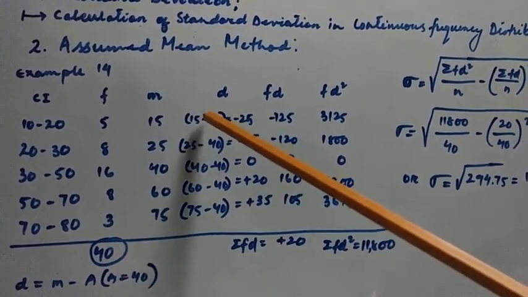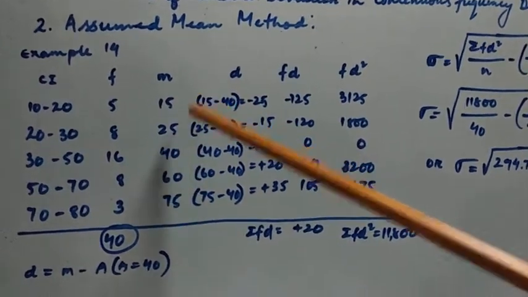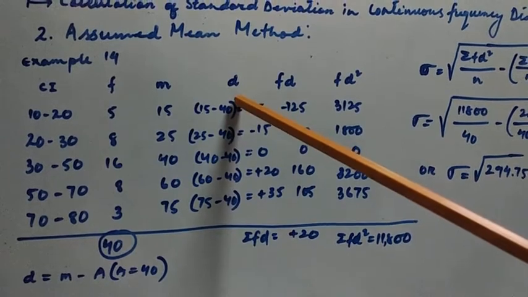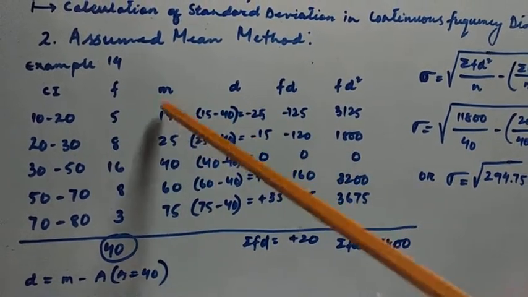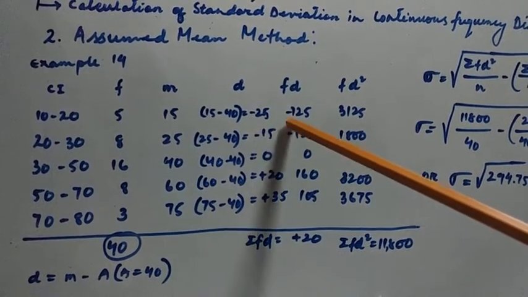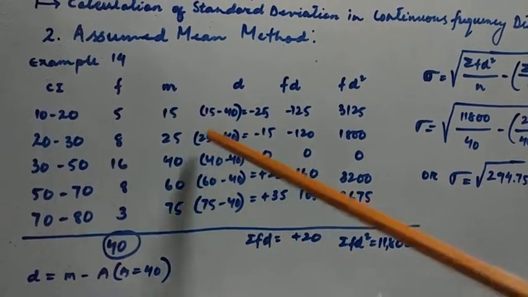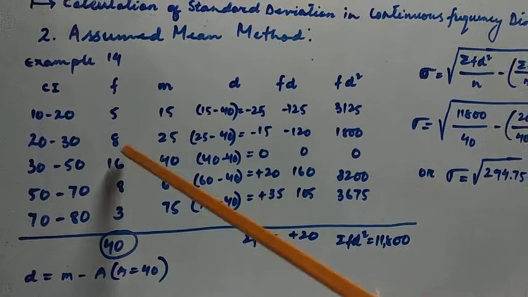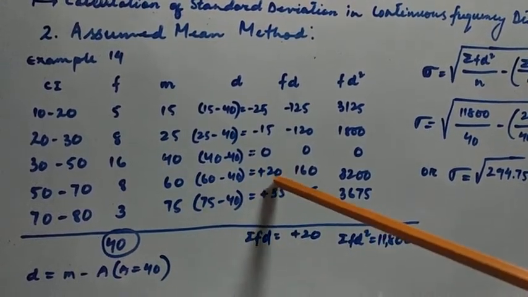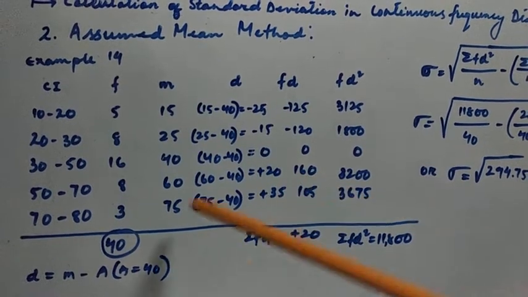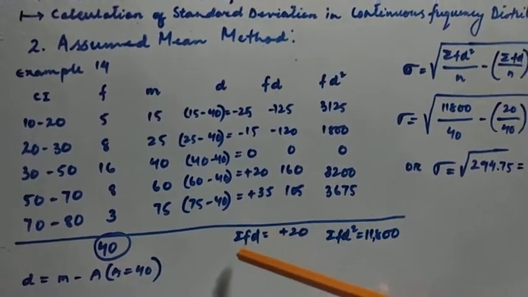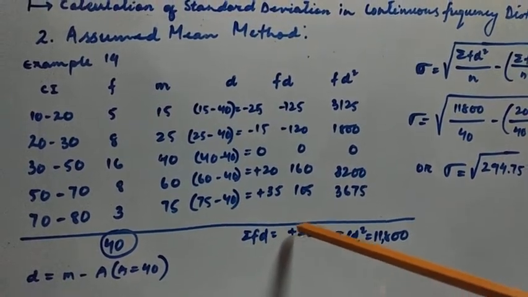When you have found D, the next step is to multiply the values of D with the corresponding frequency. So fd: 5 into minus 25 is minus 125, 8 into minus 15 is minus 120, 16 into 0 is 0, 8 into 20 is 160, 3 into 35 is 105. So you have summation fd equals 20.